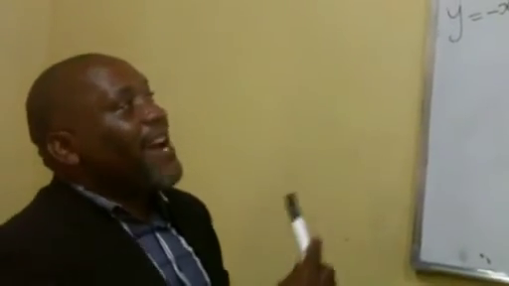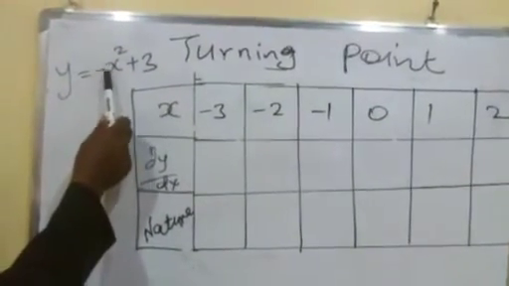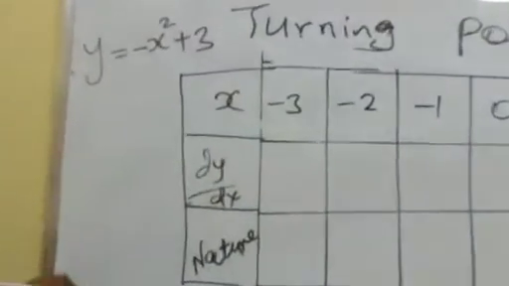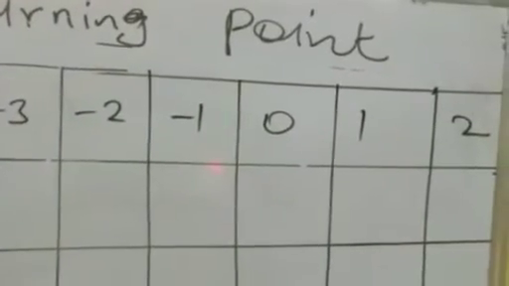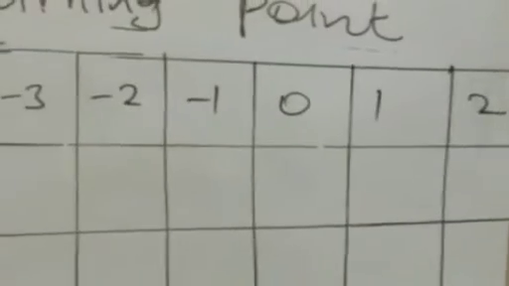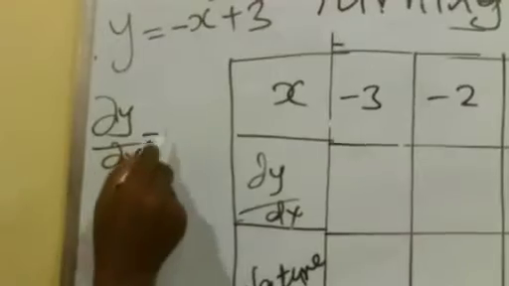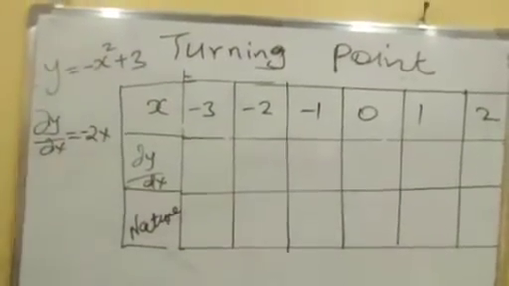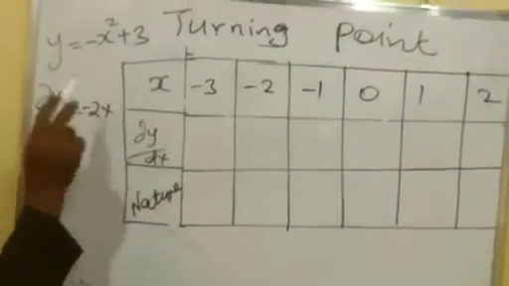I have another equation on the board, and the equation is y equals negative x squared plus 3. So we want to get the gradient function of this equation and get the gradient at different points. So the gradient function is dy/dx equals negative 2x.